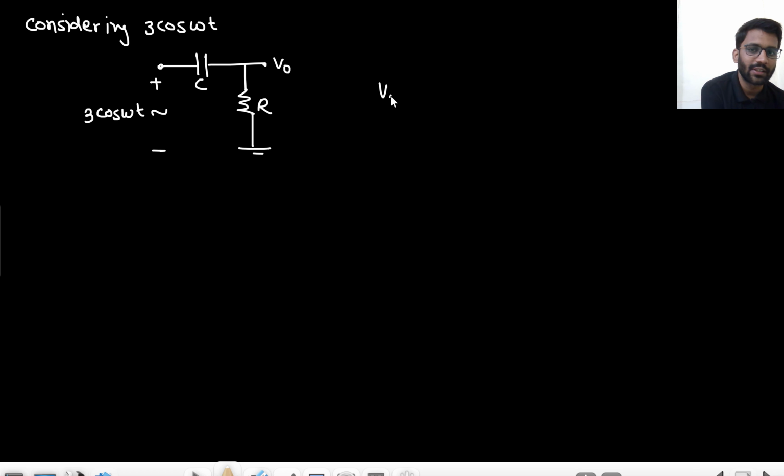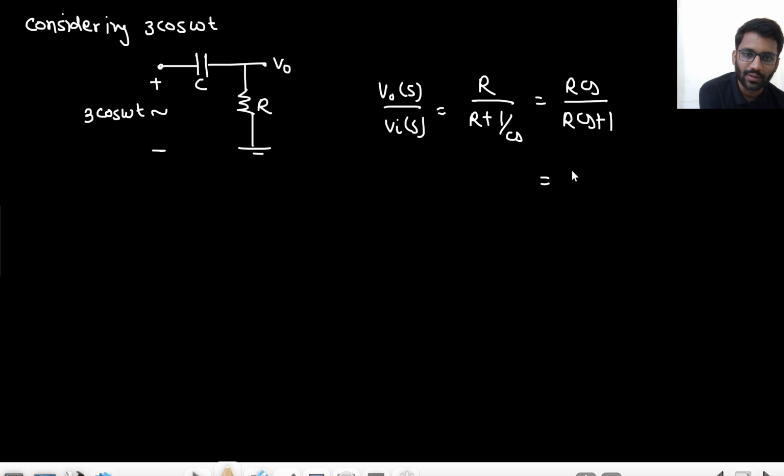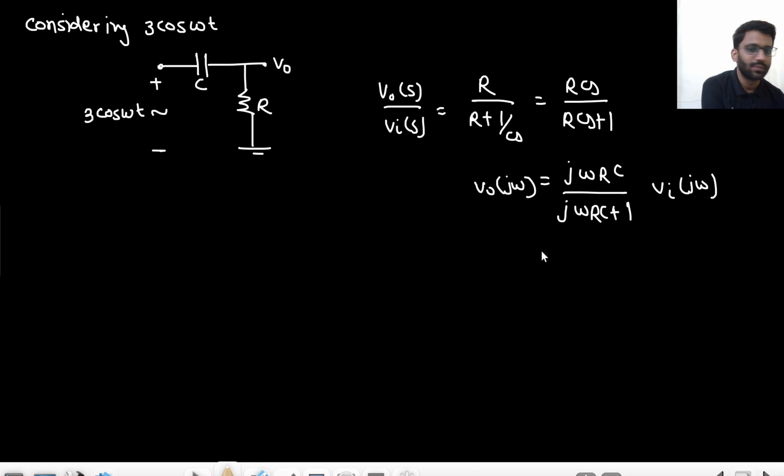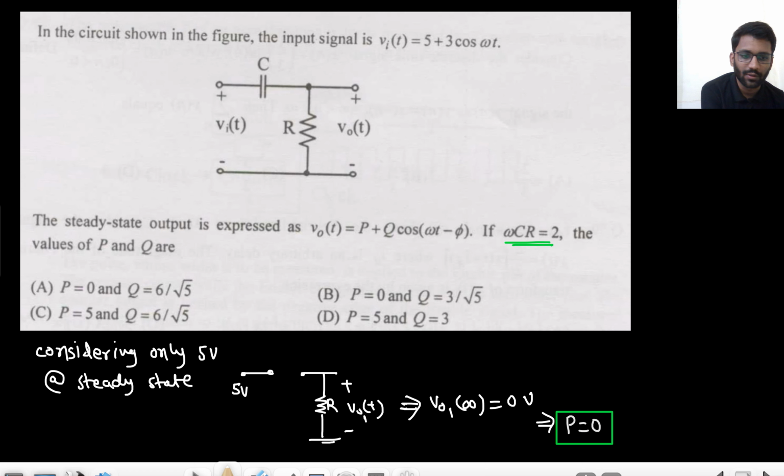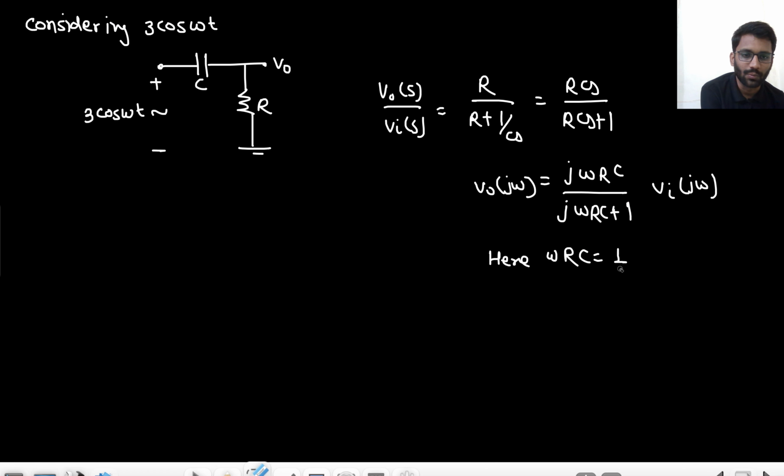Right. So what will be my V naught by Vin? That will be R upon R plus 1 upon CS. So it would be RCS upon RCS plus 1. So that would be j omega RC upon j omega RC plus 1. This is V naught(j omega) over Vin(j omega). So omega RC is 2.